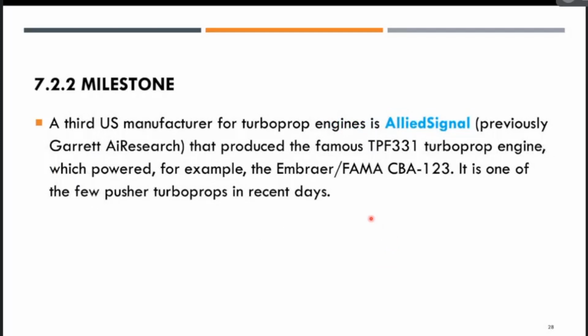A third US manufacturer of turboprop engines is Allied Signal, previously known as Garrett AiResearch, that produced the famous TPE331 turboprop engine, which powered, for example, the Embraer FAMA CBA123, which is one of the few pusher turboprops in recent days. So basically, the propeller is seated behind the engine. It is a pusher type of aircraft.